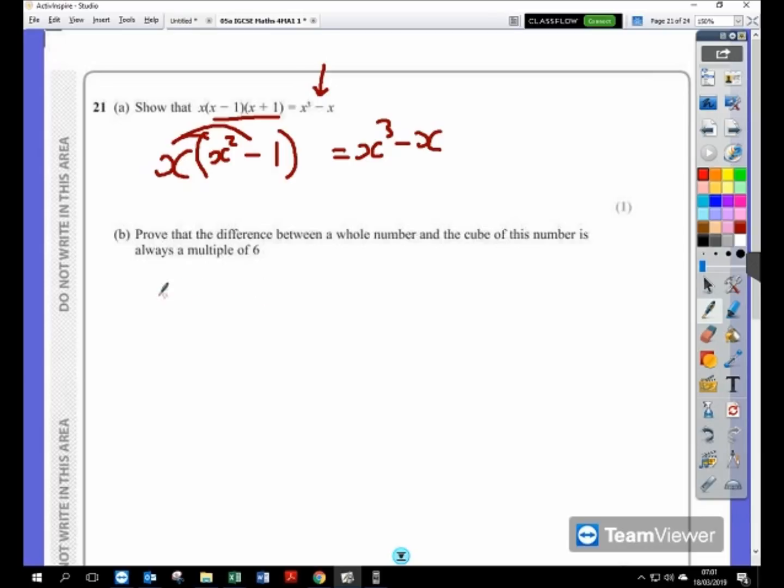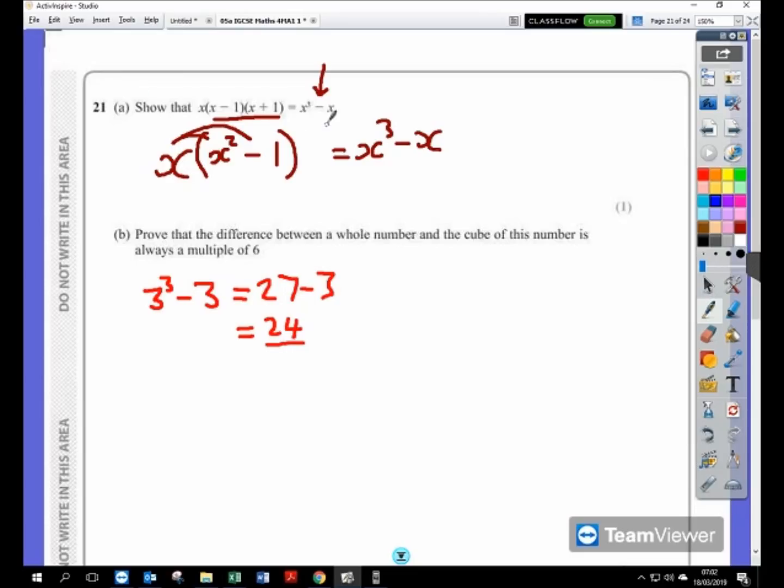So if we have a situation like this, you choose any number you like, let's say 3. 3 cubed minus 3 should always be in the 6 times table. So you have 27 minus 3, that's 24. 24 is in the 6 times table. Now, this is true. In fact, if you try many examples, it will always be true. The answer will be in the 6 times table. But how can we prove this?